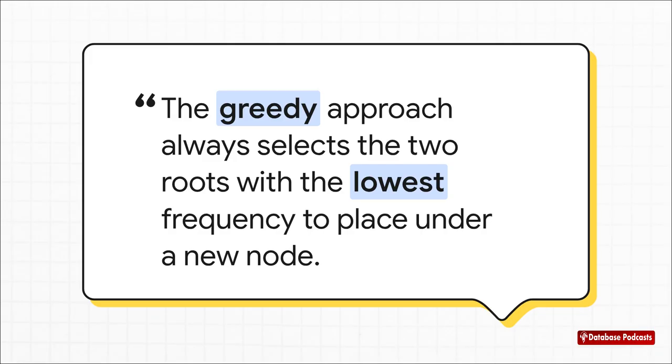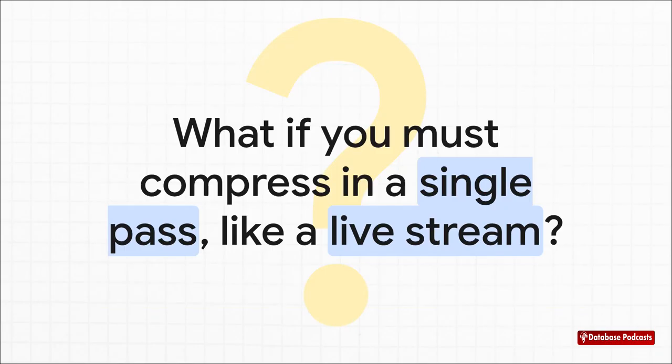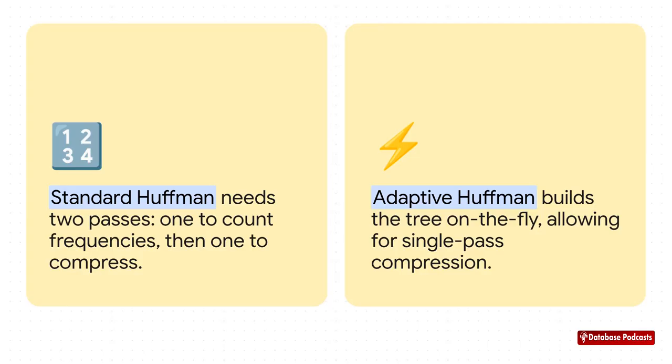It's brilliant. This is very clever, but it seems like you have to read the entire file once just to count the frequencies, and then a second time to actually compress it. What if you can't do that? What if it's like a live stream? An excellent point. For that exact scenario, a variation called adaptive Huffman coding exists. It cleverly builds and actually modifies the tree as it processes the data, which allows for compression in just one single pass.